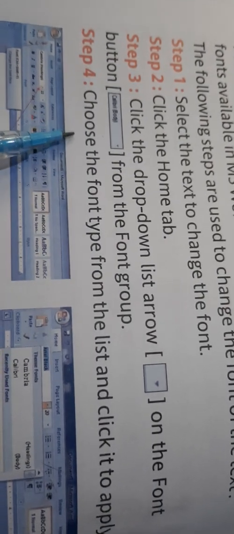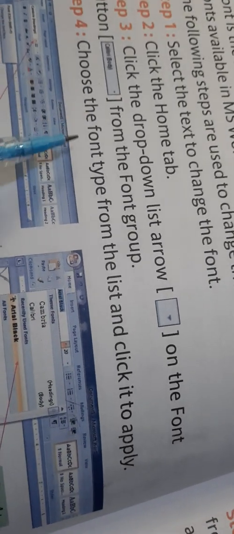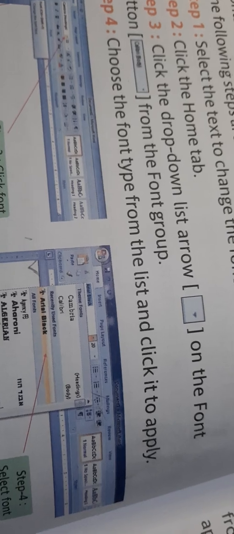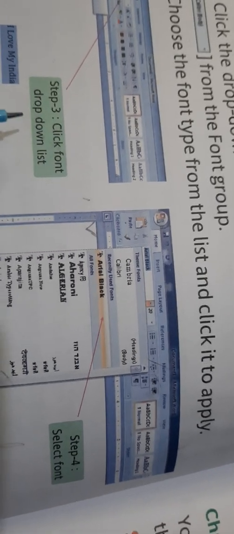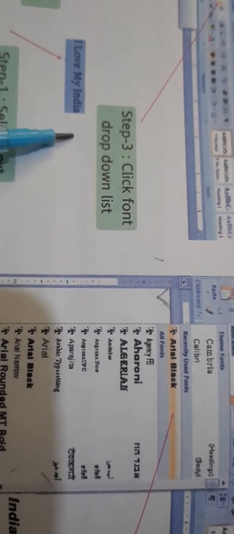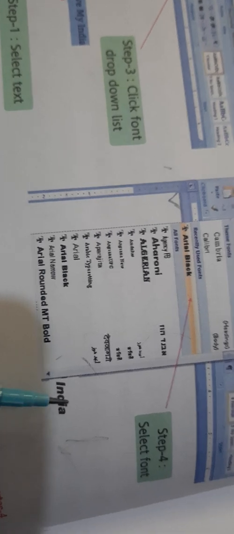On the font button from the font group, now choose the font type from the list and click it to apply. You will choose from here and then you will click to apply, and then you will see the change in the look. Right now the text written here is I love my India, and if you apply any of these, like here you can see the India, Arial Black was applied and India here is looking different.